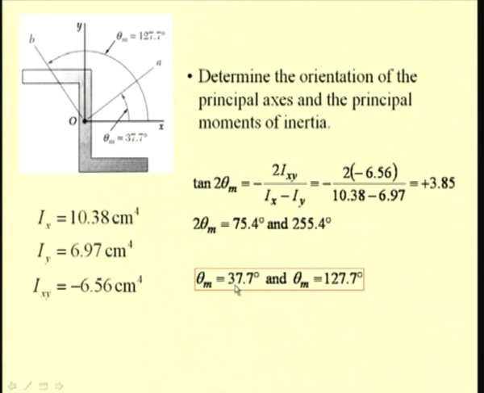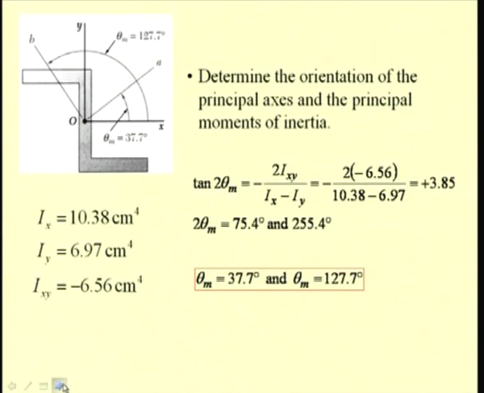That is 37.7 degrees and 127.7 degrees, because we know that the values that have been determined are 2 theta m. So, it corresponds to 37.7 degrees and 37.7 degrees plus 90 degrees, which is 127.7 degrees.